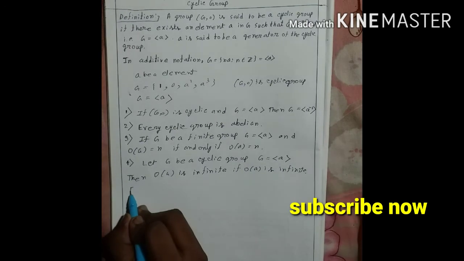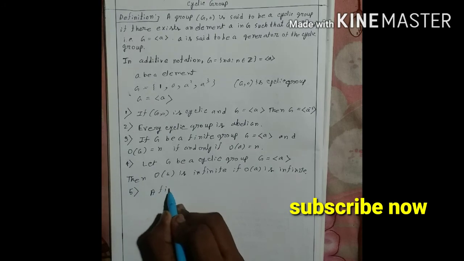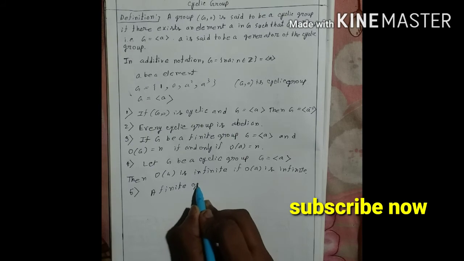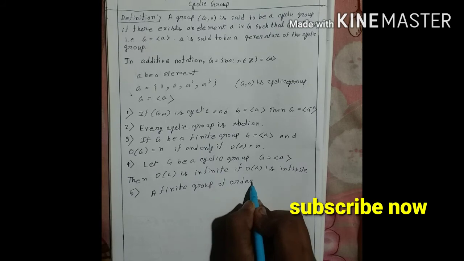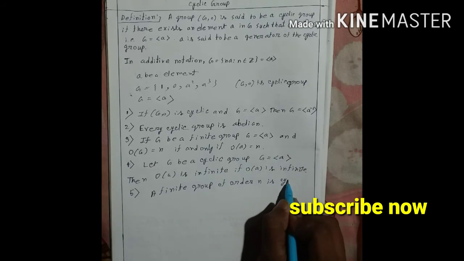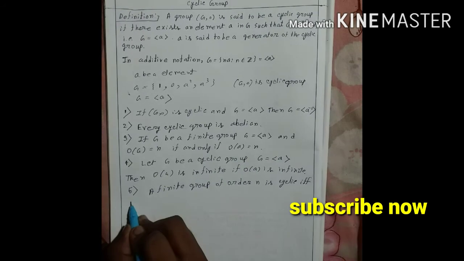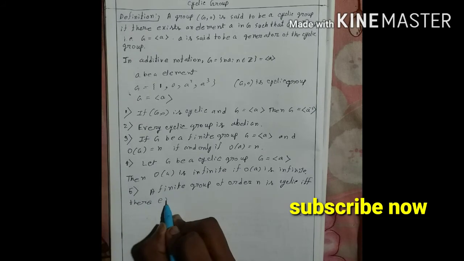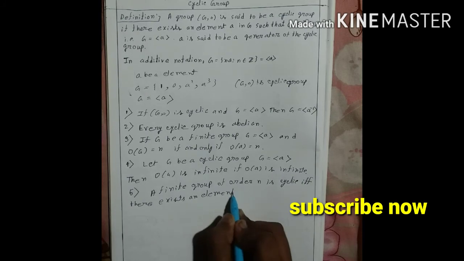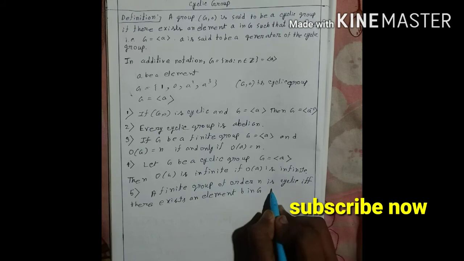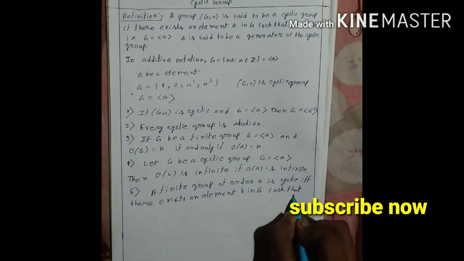Fifth important note is, a finite group of order n is cyclic if and only if there exists an element b in G such that order of b is equal to n.